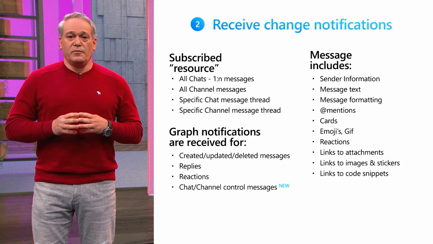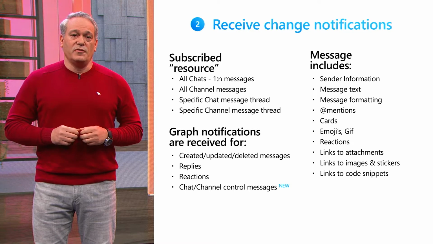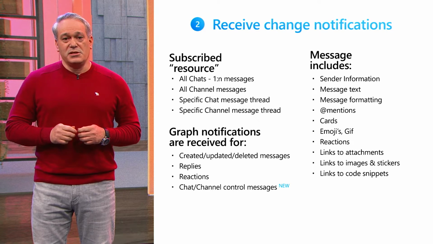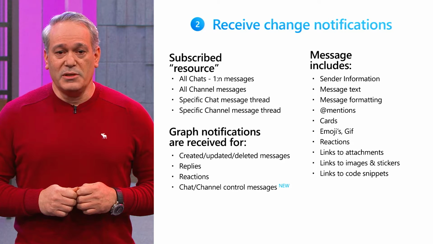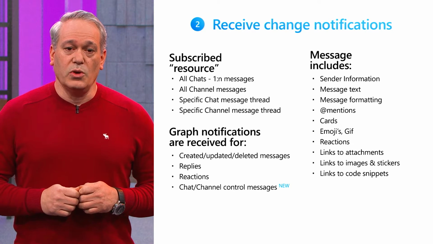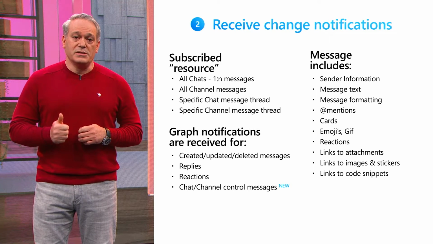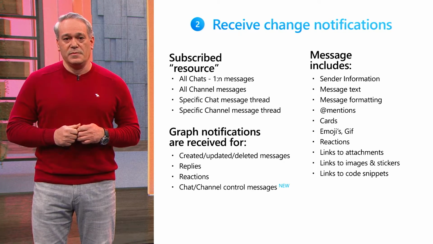Notifications will show for created and updated message types. If you subscribe to deleted change notifications, make a note that the body of the message will show empty, because the message is, well, deleted. Reactions to messages will show as an update notification with the reaction data included. A message notification will include sender information, message text and @mentions, cards, attachments, and any other rich content that may be included in the message.